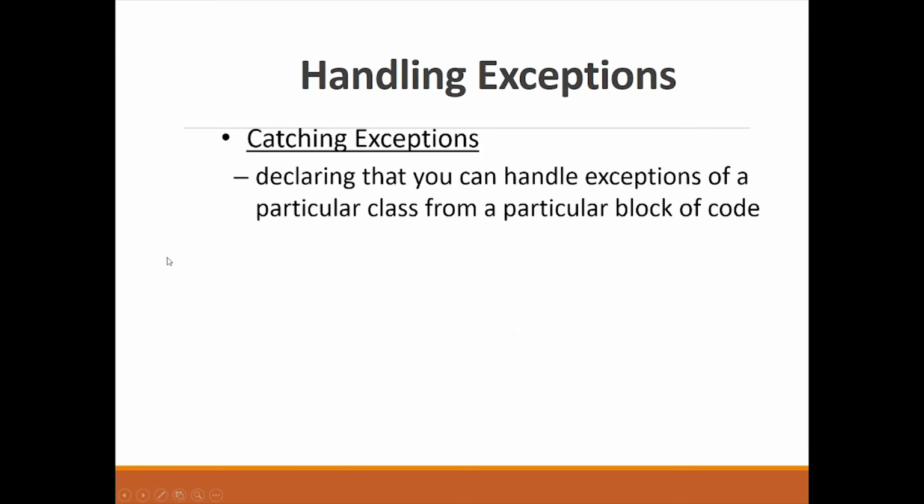Catching an exception refers to declaring that you can handle exceptions of a particular class from a particular block of code. You specify the block of code and then provide handlers for various classes of exception. Take note, you have different types of exception, for example null, arithmetic, etc. If an exception occurs, then execution transfers to the corresponding piece of handler code.